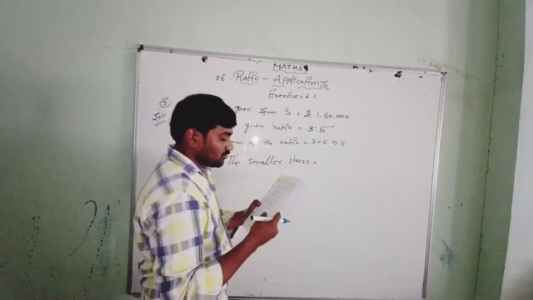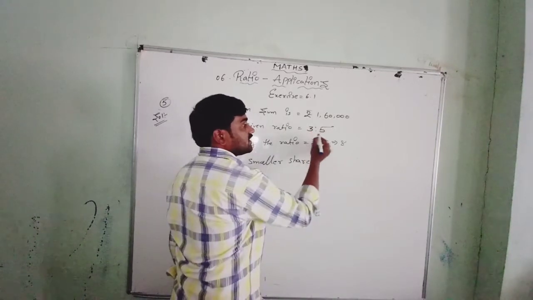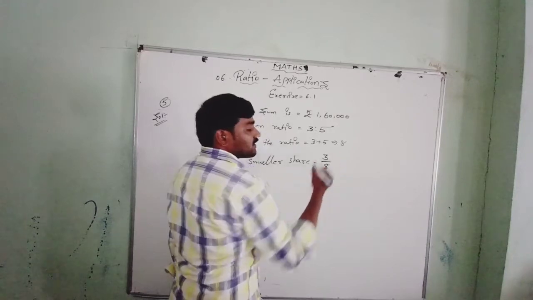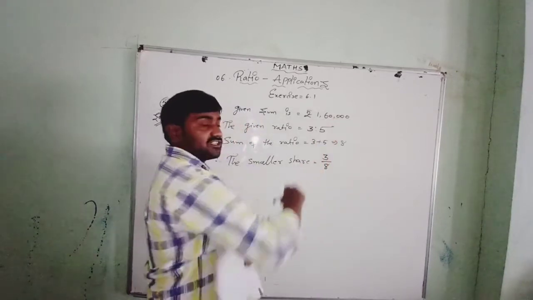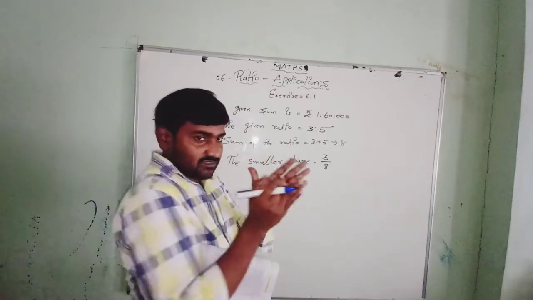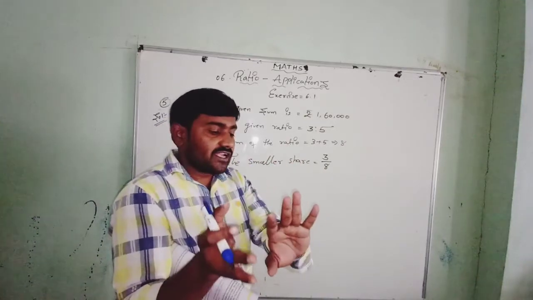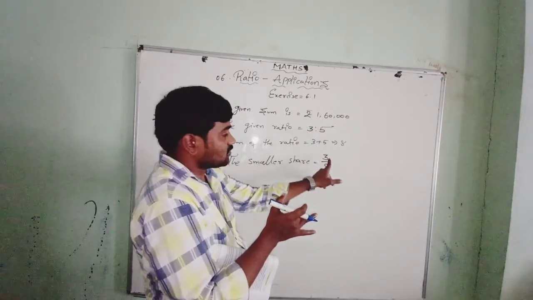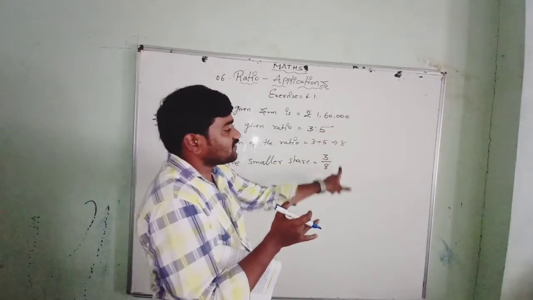equal to, what is the smaller share? Is 3 and 5. 3 is the smaller share. 3 by total given ratio, that means this amount is divided into the 8 equal parts. 1,60,000 divided into the 8 equal parts. From that 3 parts are taken as the smaller part. Smaller share is 3 parts, bigger share is 5 parts.